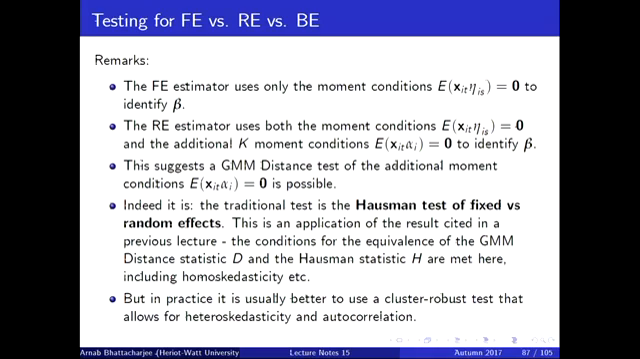So that now suggests that we can use a GMM distance test for the additional moment conditions. Right? What is this GMM distance test? You guys know this already, so that is a Hausman test. So we can do a Hausman test of fixed versus random effects. So the conditions for the equivalence of this and the Hausman statistic H are met here, right?